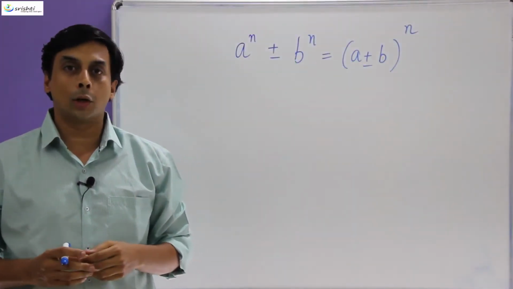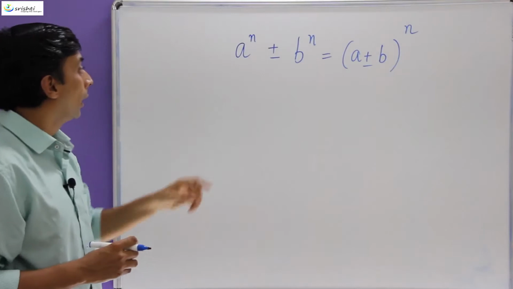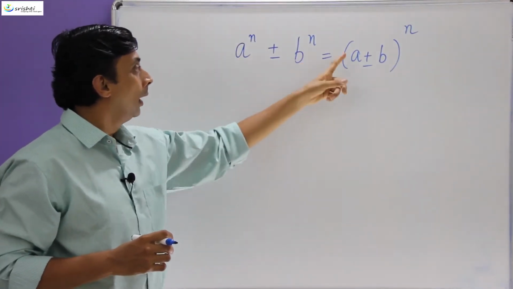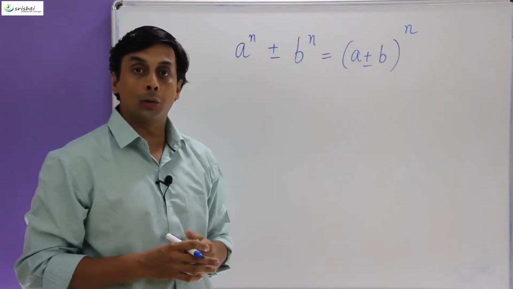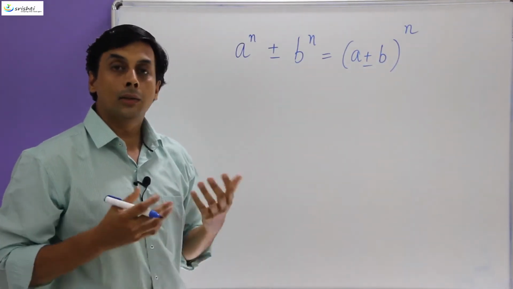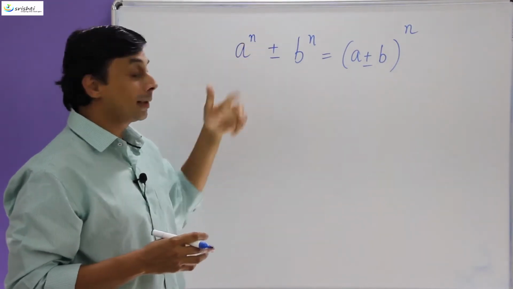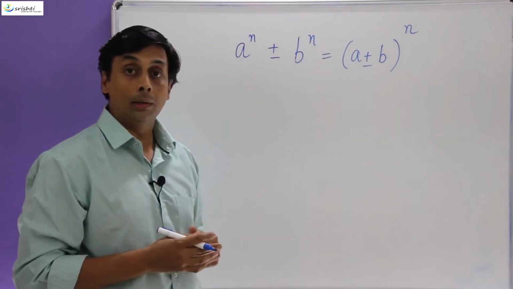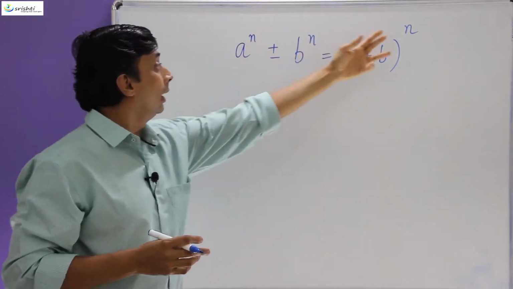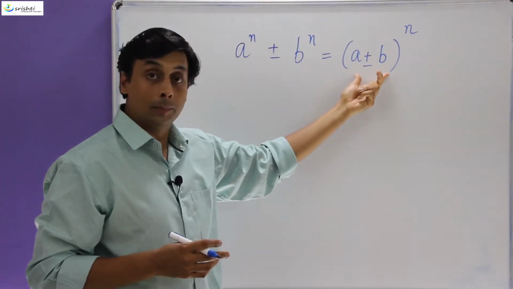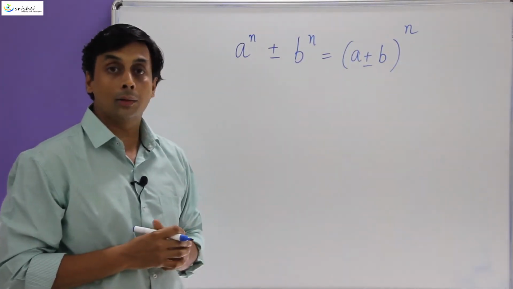So the first misconception that we are going to clear is a raised to n plus or minus b raised to n is a plus or minus b the whole raised to n. So what is the source of the misconception here? Students think that just like taking variables out as common, they can also take these powers as common. So they have taken n and n out as common and they have written this a plus or minus b inside, and that is how they solve the problem.